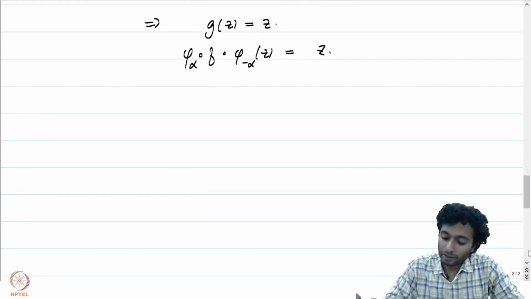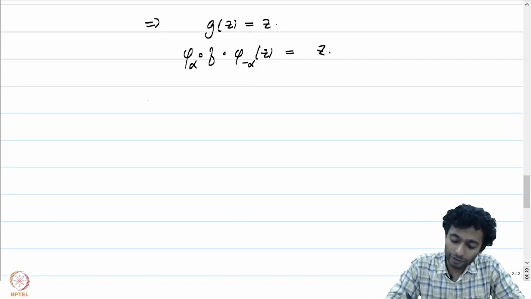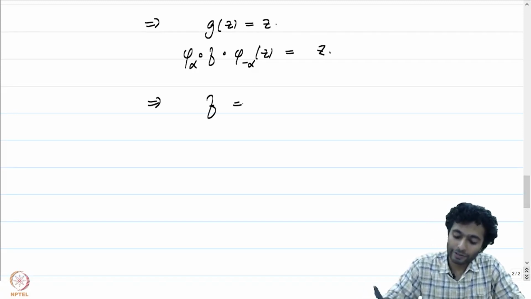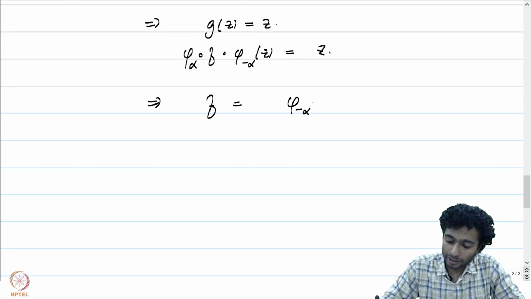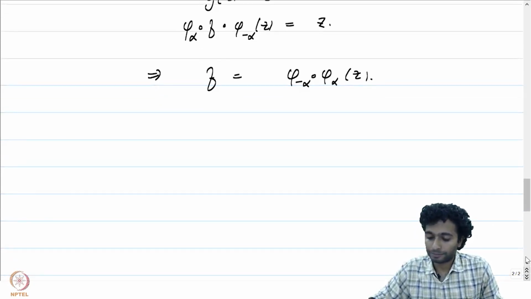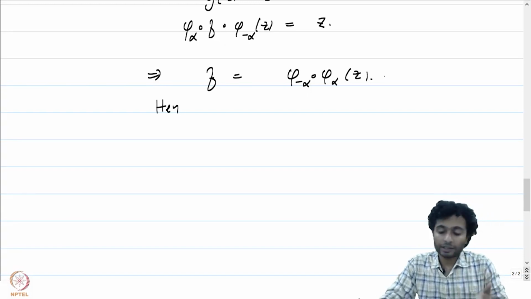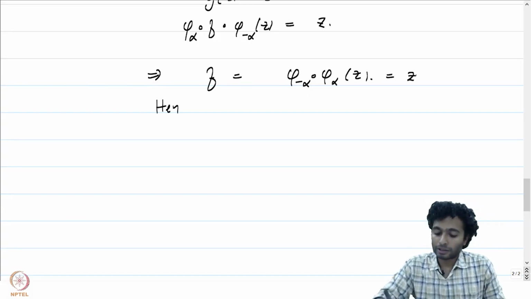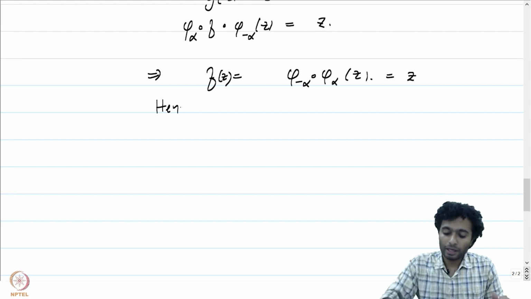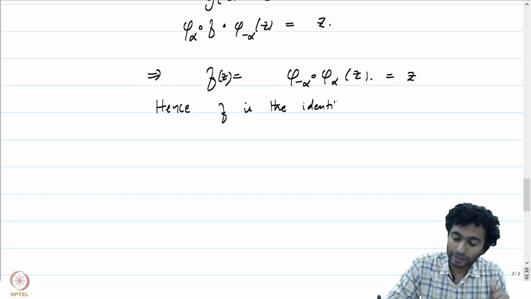Because phi alpha and phi minus alpha both are automorphisms of the unit disk, this tells us that f is equal to phi minus alpha composed with phi alpha of z. And hence, phi minus alpha and phi alpha are just inverses of each other, and hence we get to conclude that f is the identity. And that's precisely what we had set out to prove.